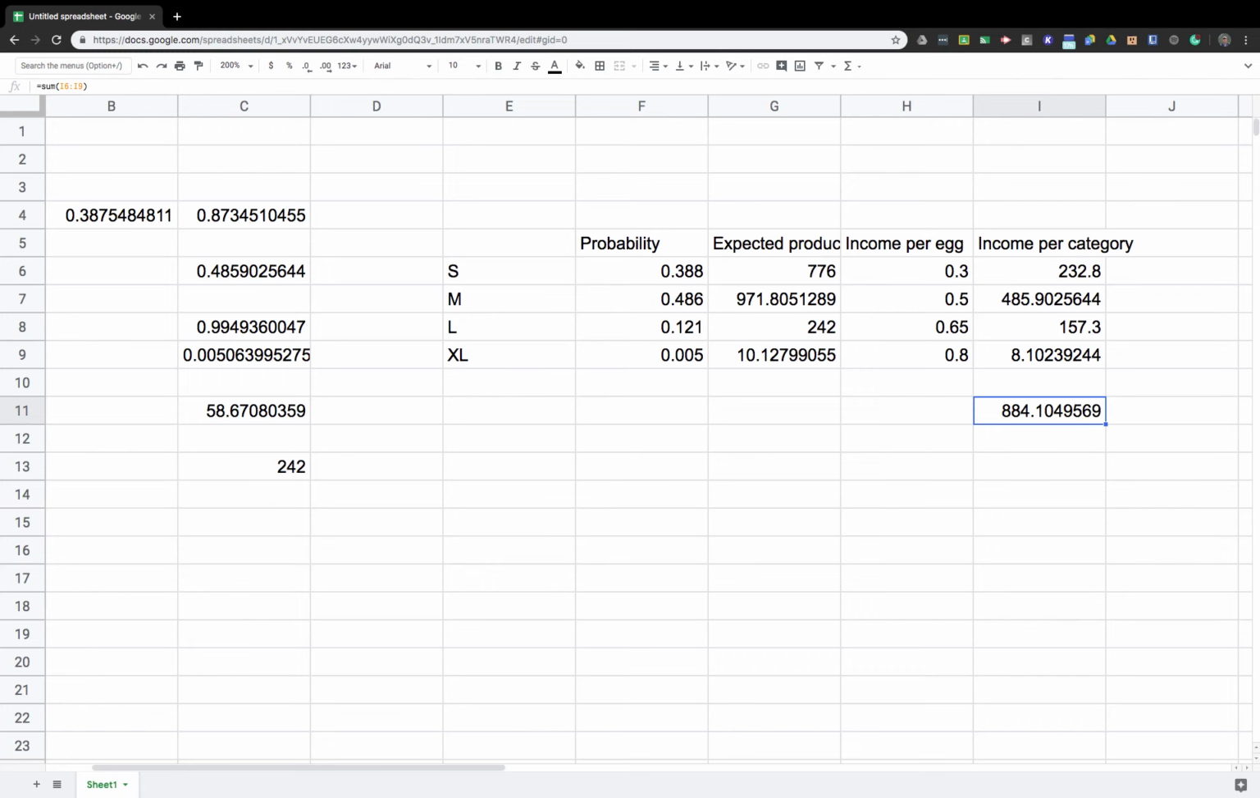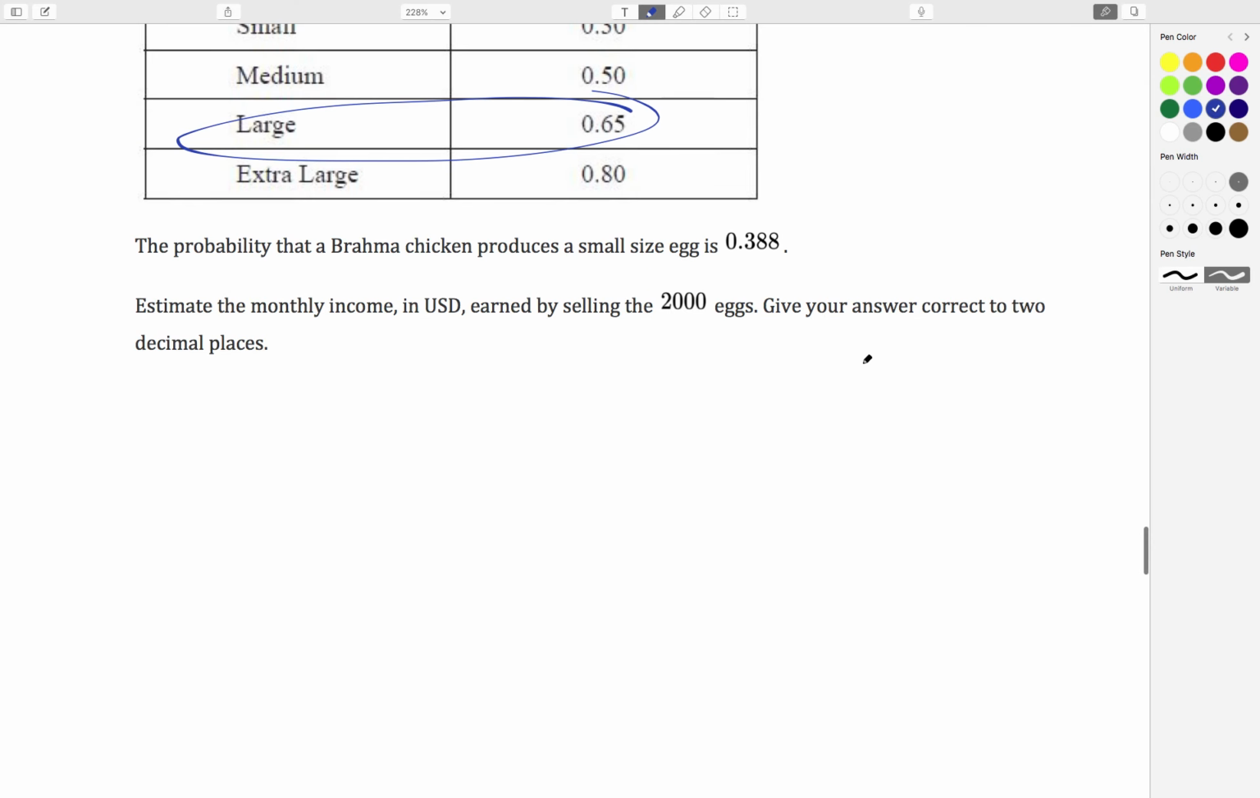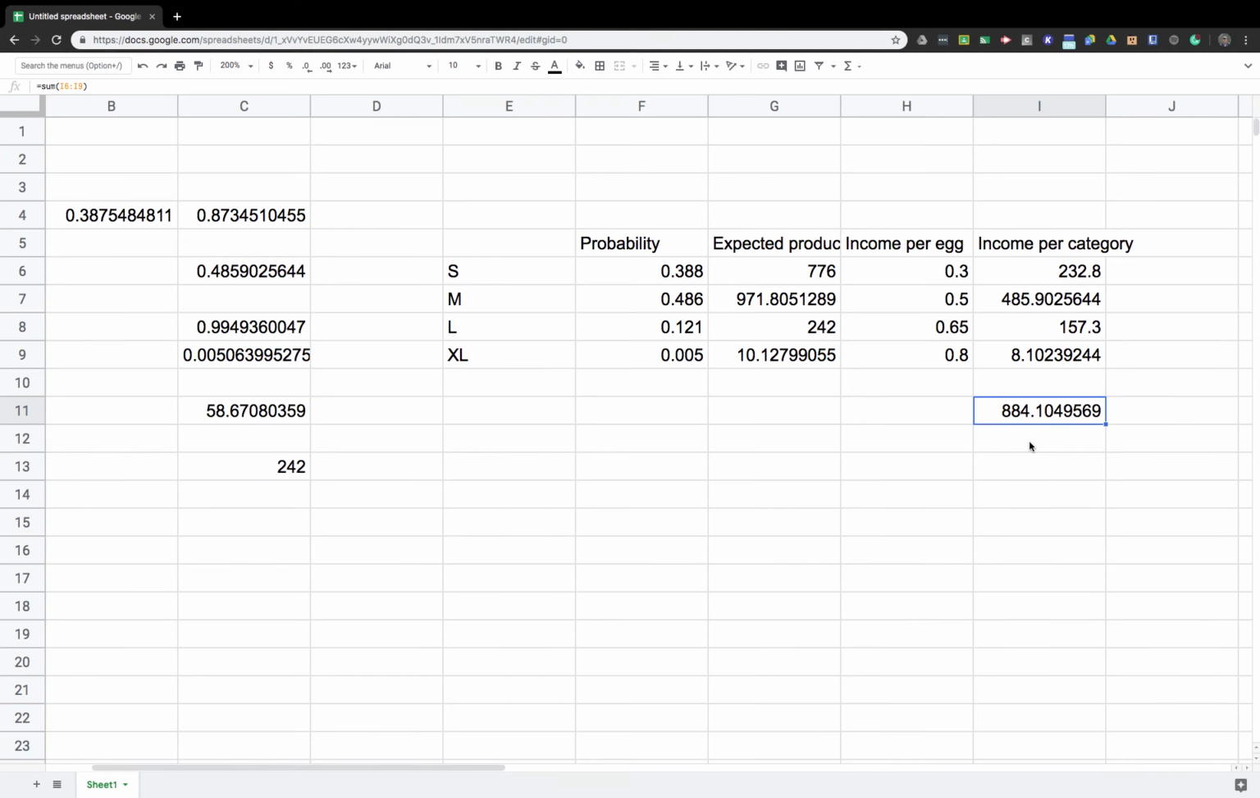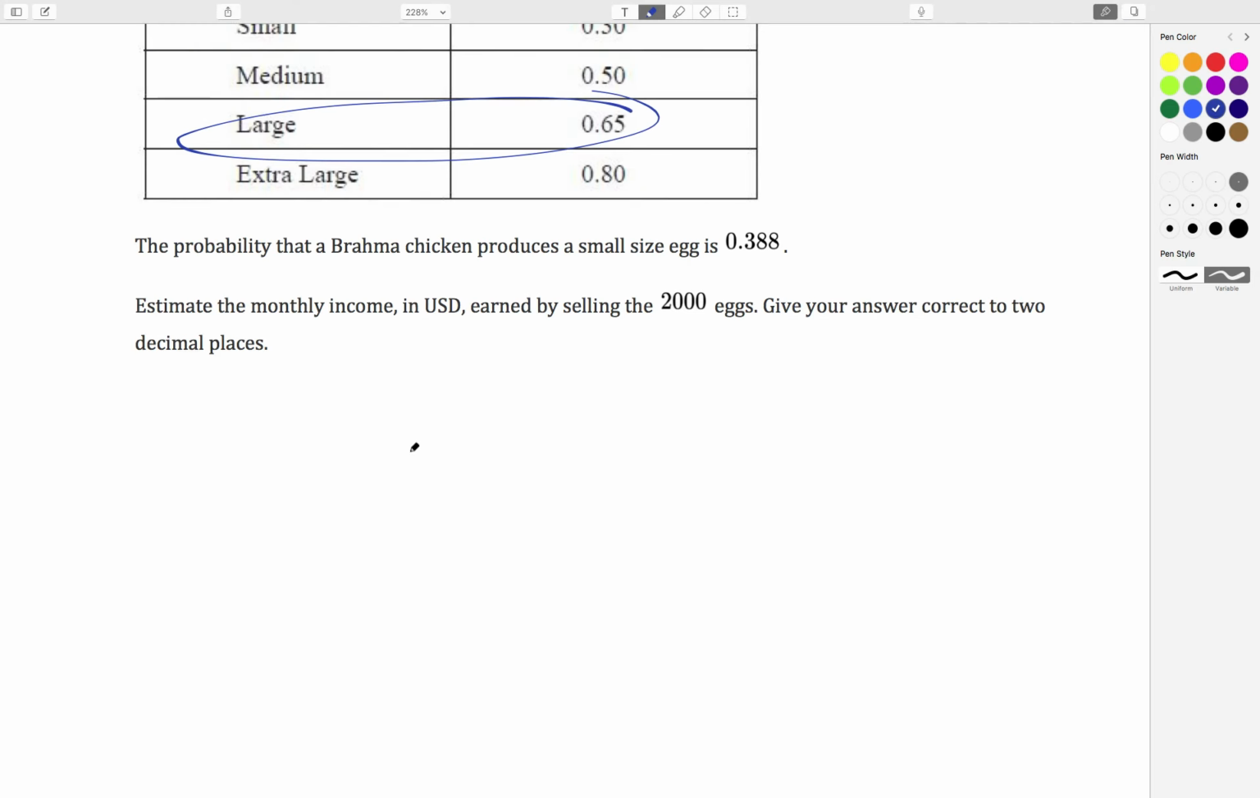884.10. Now, whenever we work with money, instead of rounding off to 3 sig figs, it's customary to round off to 2 decimal places representing the cents. Not only that, in this problem we're specified: give your answer correct to 2 decimal places. So our answer is 884.10.